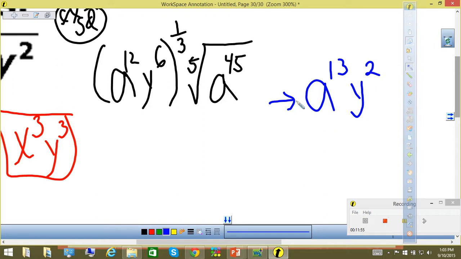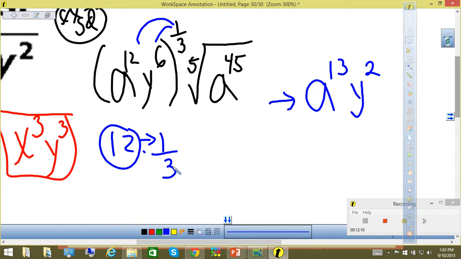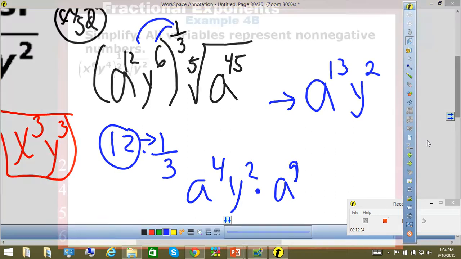Looks about right. Now be careful here when you're distributing fractions to whole numbers. Always remember that if we have a whole number times a fraction, only multiply times the numerator and then just do the division. Does that make sense? So this is 12 divided by 3 is 4, right? So this becomes a to the 4th, y to the 2nd, times a to the 9th, because 45 divided by 5 is 9. So far, so good? Yes. All right. So with that said, let's do some more practice.